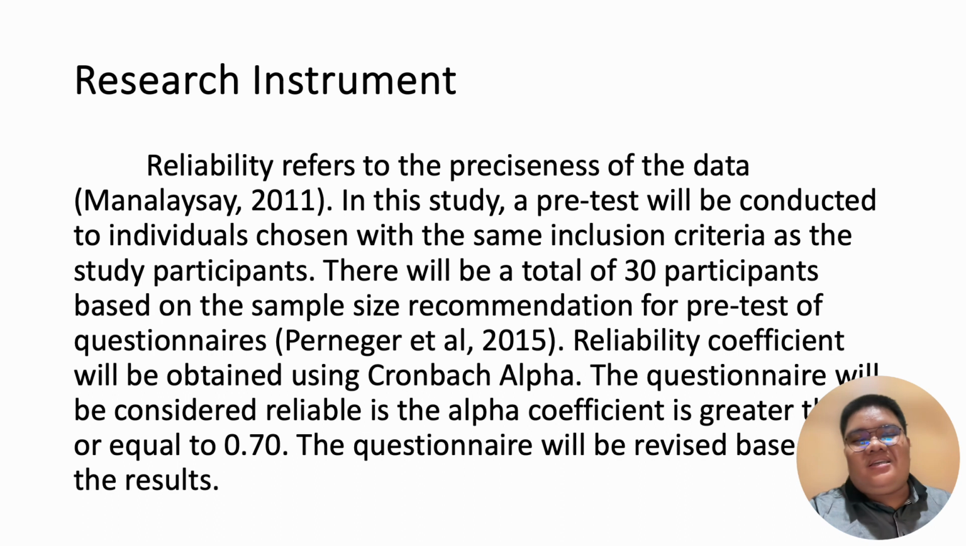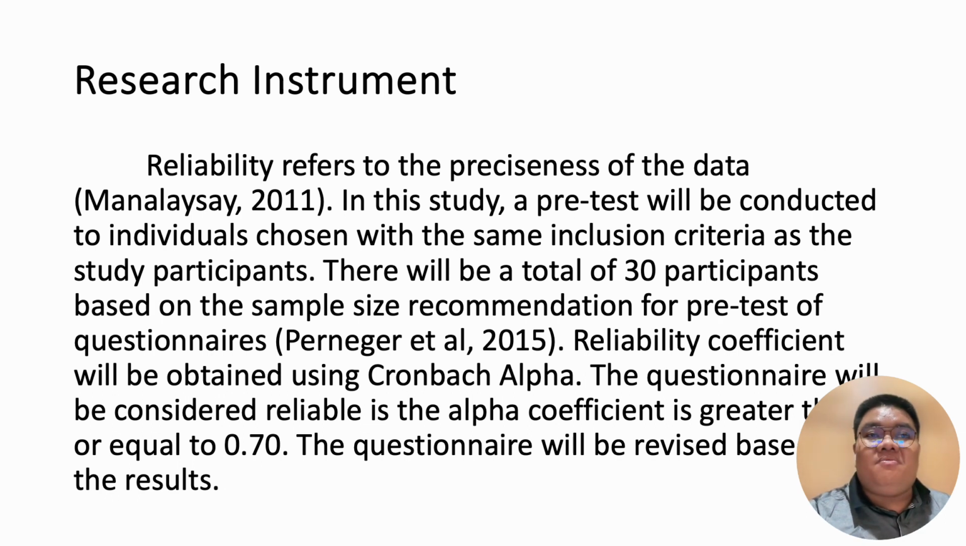And in this case, there will be a total of 30 participants, and this is based on the sample size recommendation for pretest of questionnaires according to the article published by Perneger 2015. Now, the reliability coefficient will be obtained using the Cronbach alpha, and this one could be computed using your SPSS, your Statistical Package for Social Sciences, as one of the software. The questionnaire will be considered reliable if the alpha coefficient will be greater than or equal to 0.70.